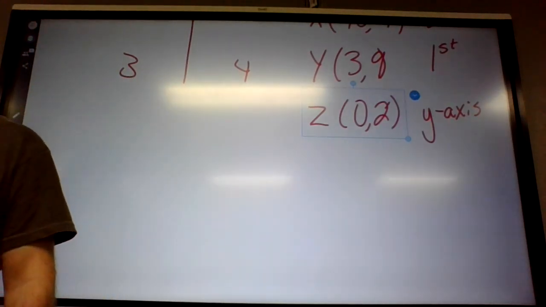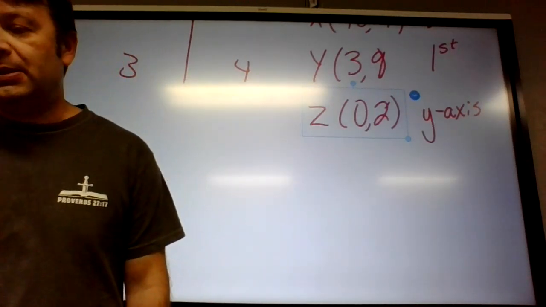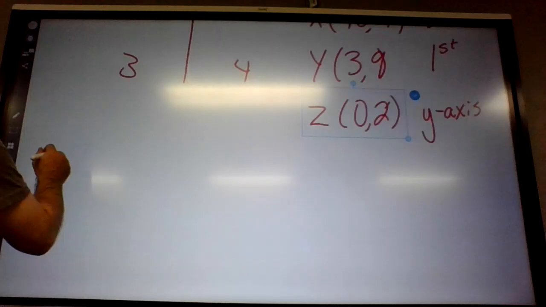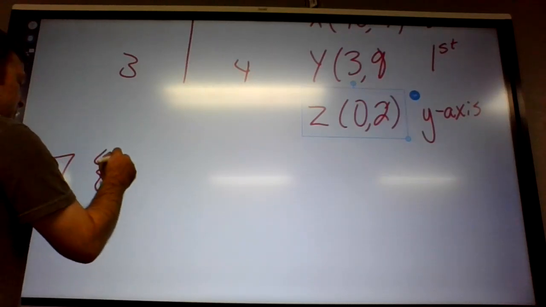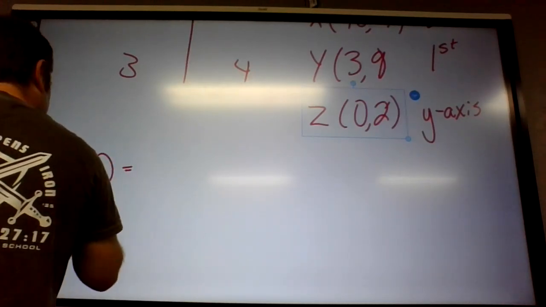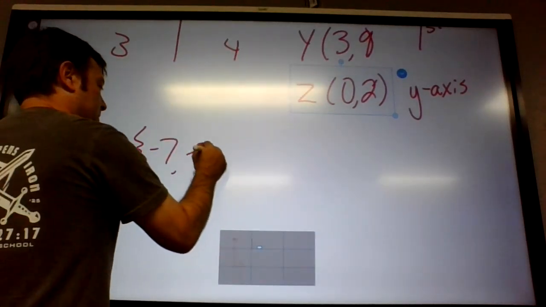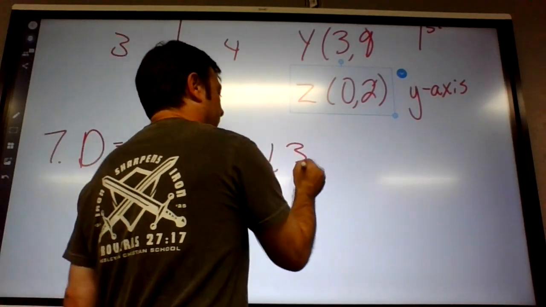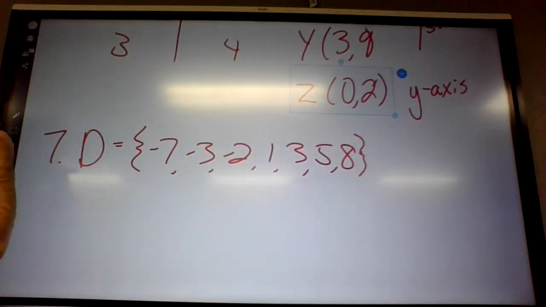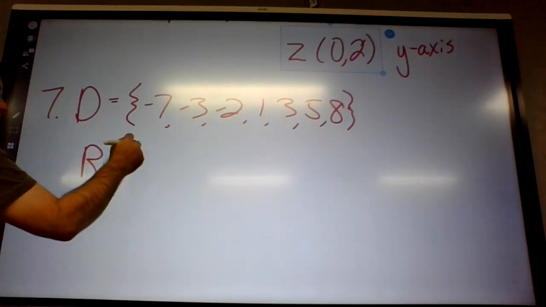Yeah, 7. Bella, do you remember what the domain meant? Wasn't domain the X? Yes. So on number 7, Bella, what is the domain? -7, -3, -2, 1, 3, 5, and 8. She just listed off the x values.